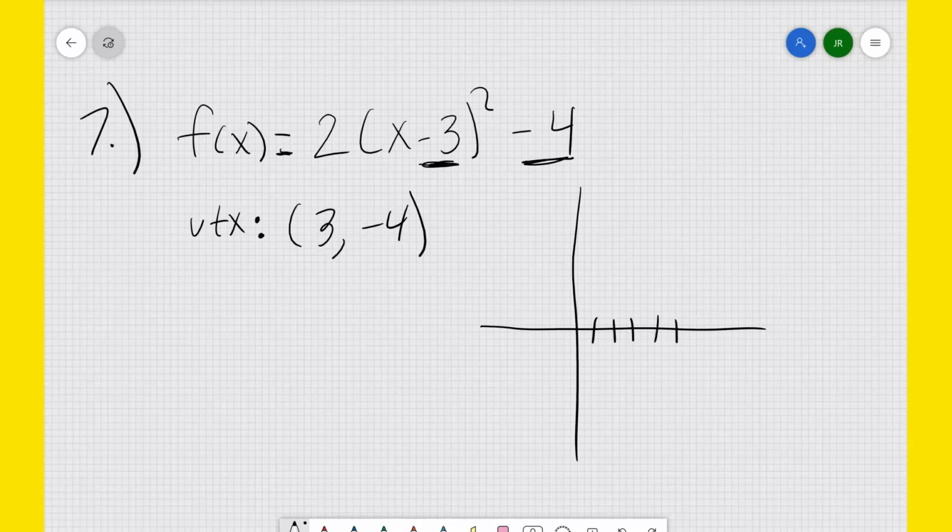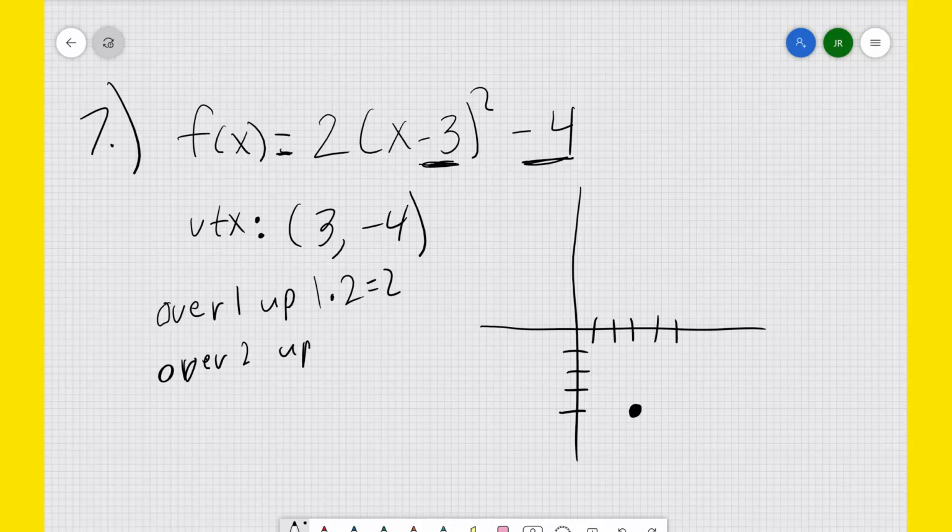One, 2, 3, then down 1, 2, 3, 4. Positive 3, negative 4 is right here. There's my vertex. I'm going to go over 1 and up 1 times 2, which is 2. Over 2, up 4 times 2, which is 8. Over 1, up 2.